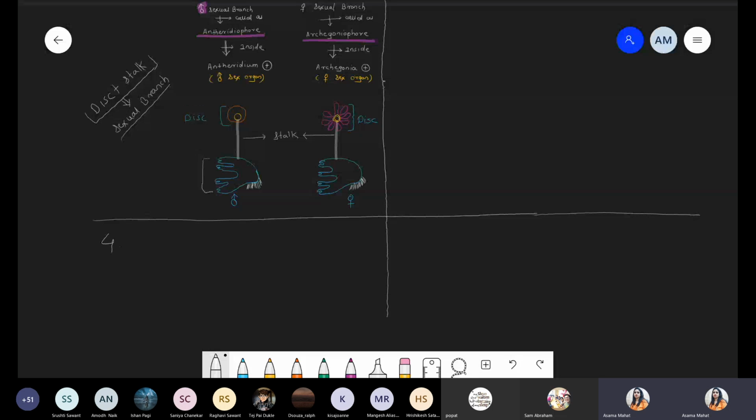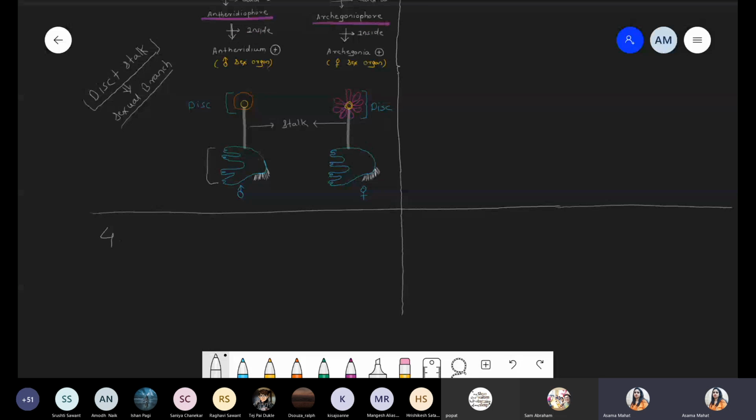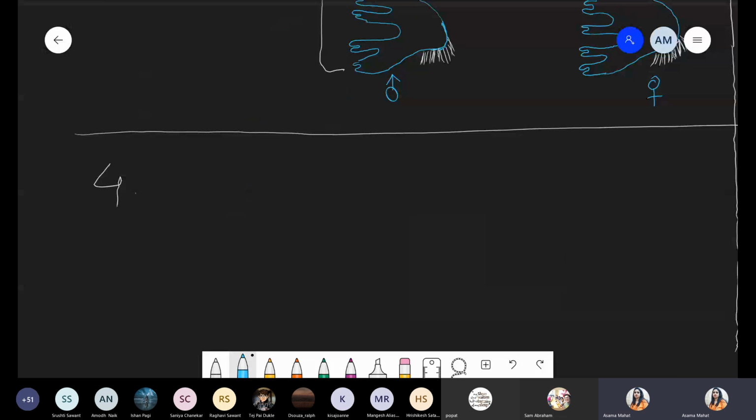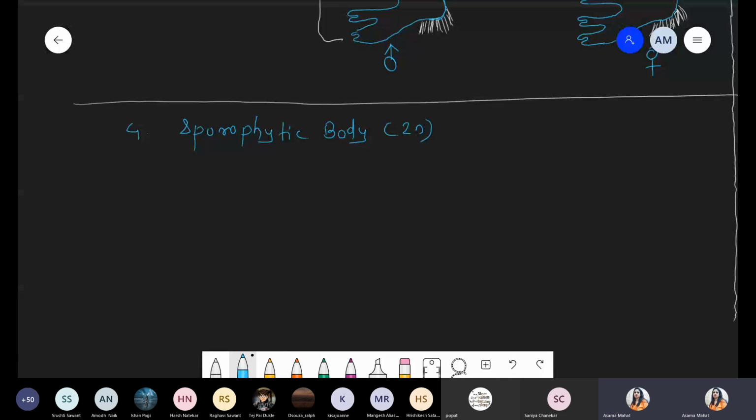The fourth point is the sporophytic body, which is diploid in nature. So write down under the liverworts, fourth point, sporophytic body. And you know very well, whenever we talk about the sporophytic body, all of this body is diploid in nature. Now, such a sporophytic body consists of 3 parts.